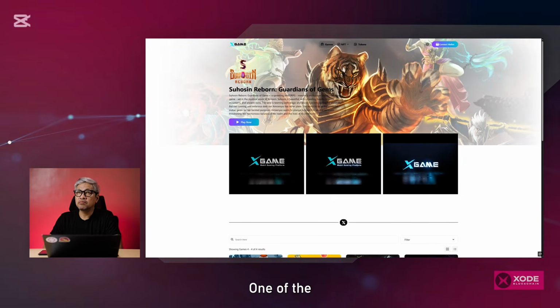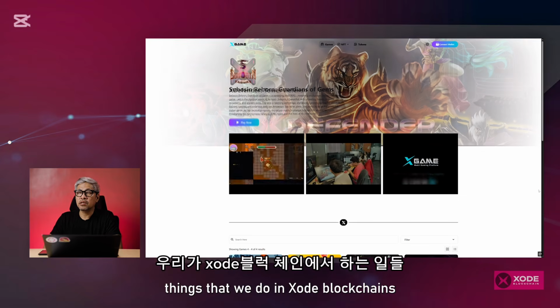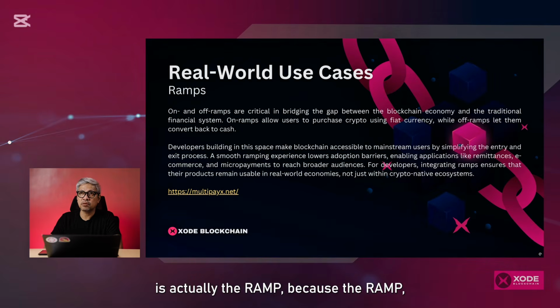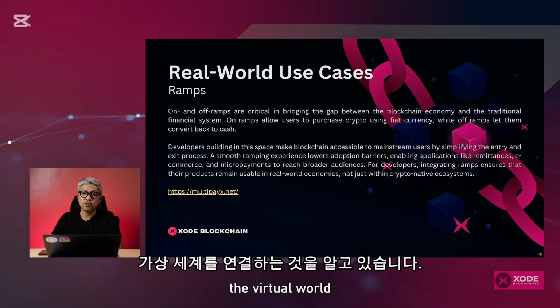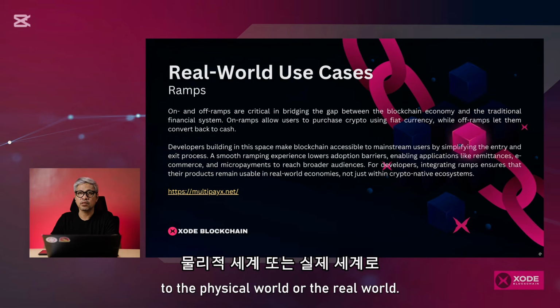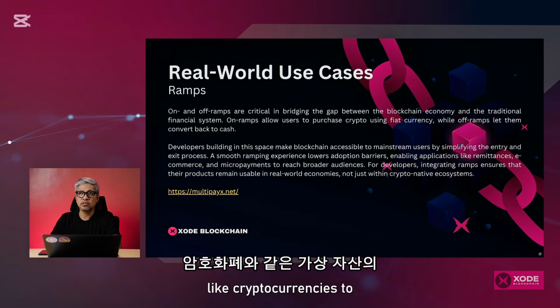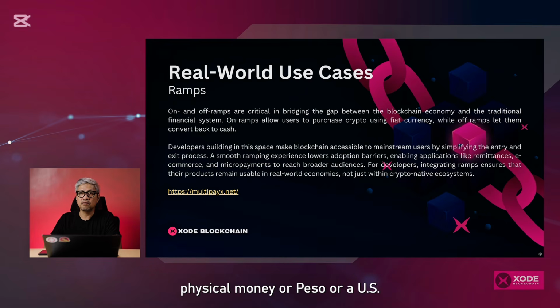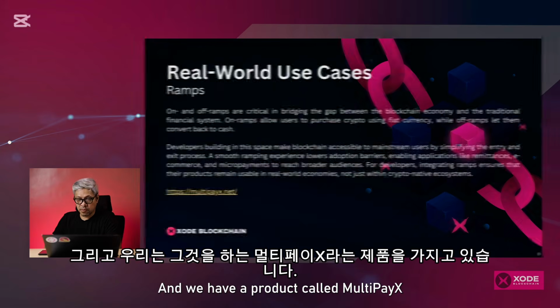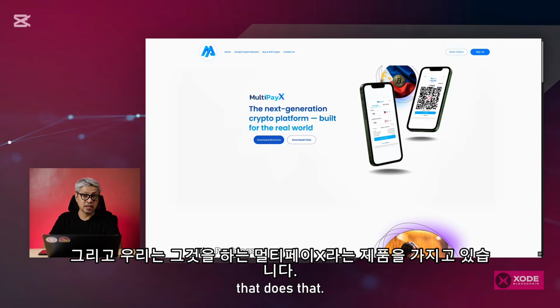One of the things that we do in Exode blockchain is actually the ramp, because the ramp connects the virtual world to the physical or real world. Ramps offer the direct conversion of virtual assets like cryptocurrencies to physical money, like a peso or a US dollar. And we have a product called MultiPX that does that.